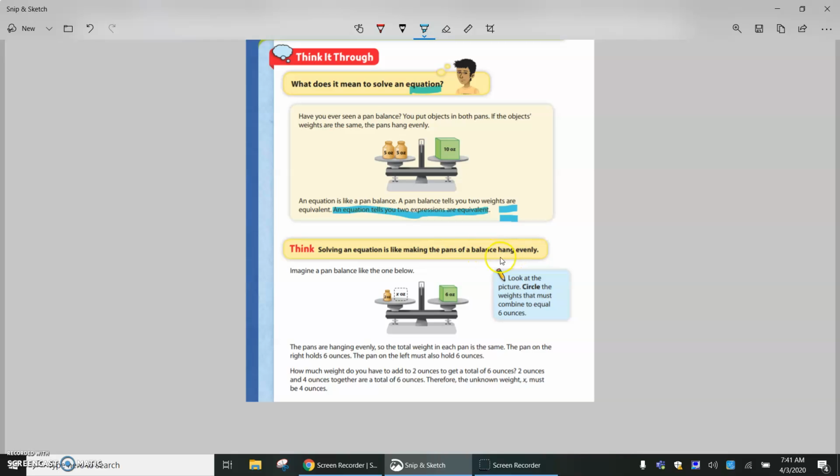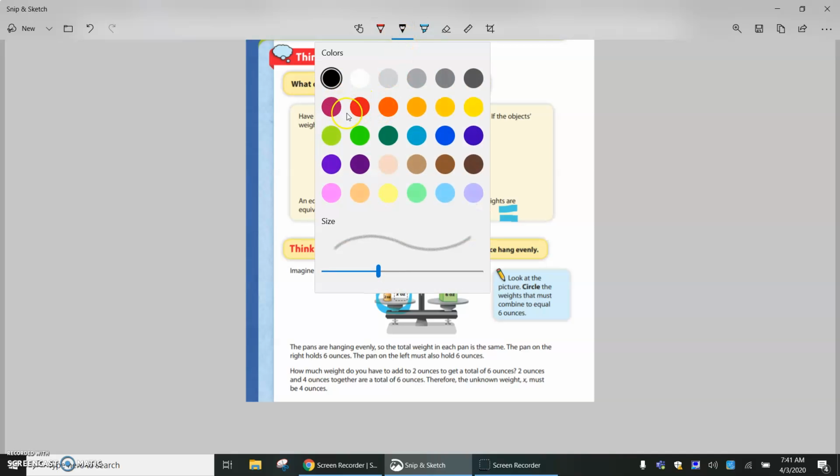a balance hang evenly. So if we look at this pan balance down here, it says 2 ounces, and they want us to find this unknown ounce value down here. We know that the other side equals 6 ounces, right? So it says, look at the picture, circle the weights that must combine to equal 6 ounces. So together, these two together have to equal this. So that tells me that I could write an equation for this.